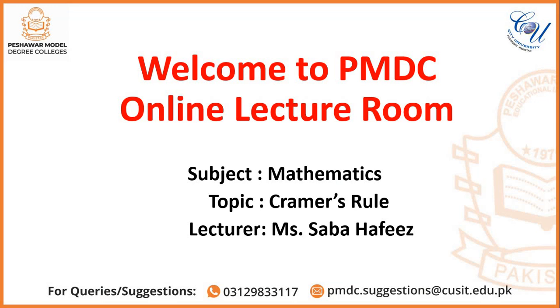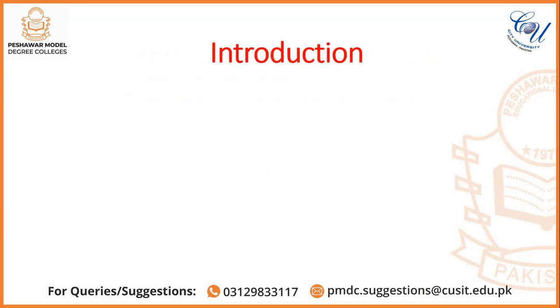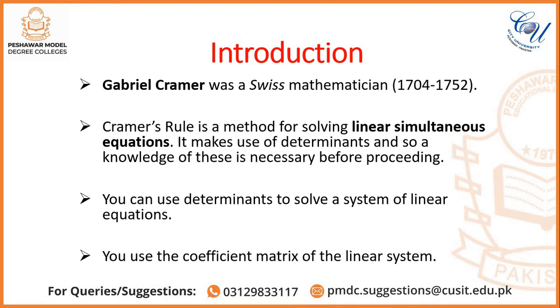Today we are going to discuss Cramer's rule. Introduction. Cramer's rule was given by a Swiss mathematician named Gabriel Cramer. Cramer's rule is a method for solving linear simultaneous equations. It makes use of determinants, and so a knowledge of these is necessary before proceeding. You can use determinants to solve a system of linear equations. You also use the coefficient matrix of the linear system.